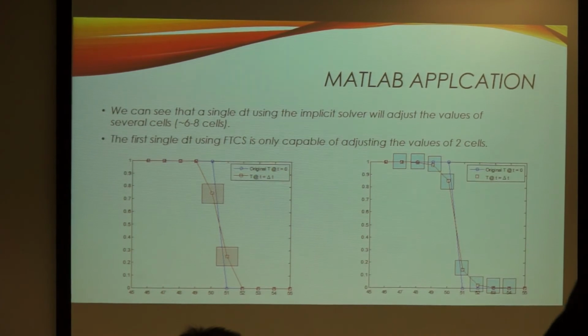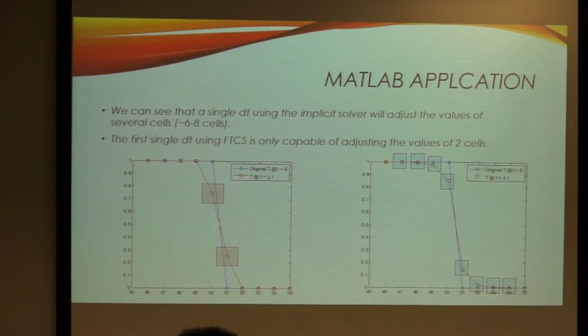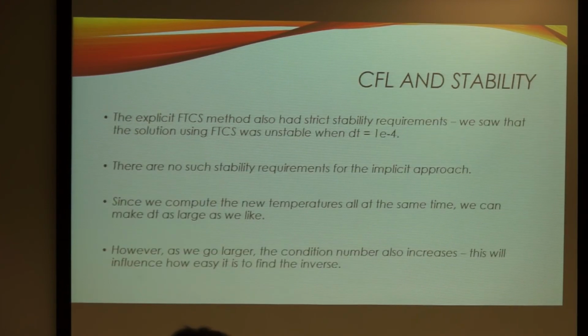So if you have a disturbance in your flow field and you use explicit FTCS, that disturbance can only propagate one cell every time step. But using an implicit technique, it can more or less propagate at the correct speed, plus or minus your dispersion error, which we're not going to talk about here. So the solution's different.